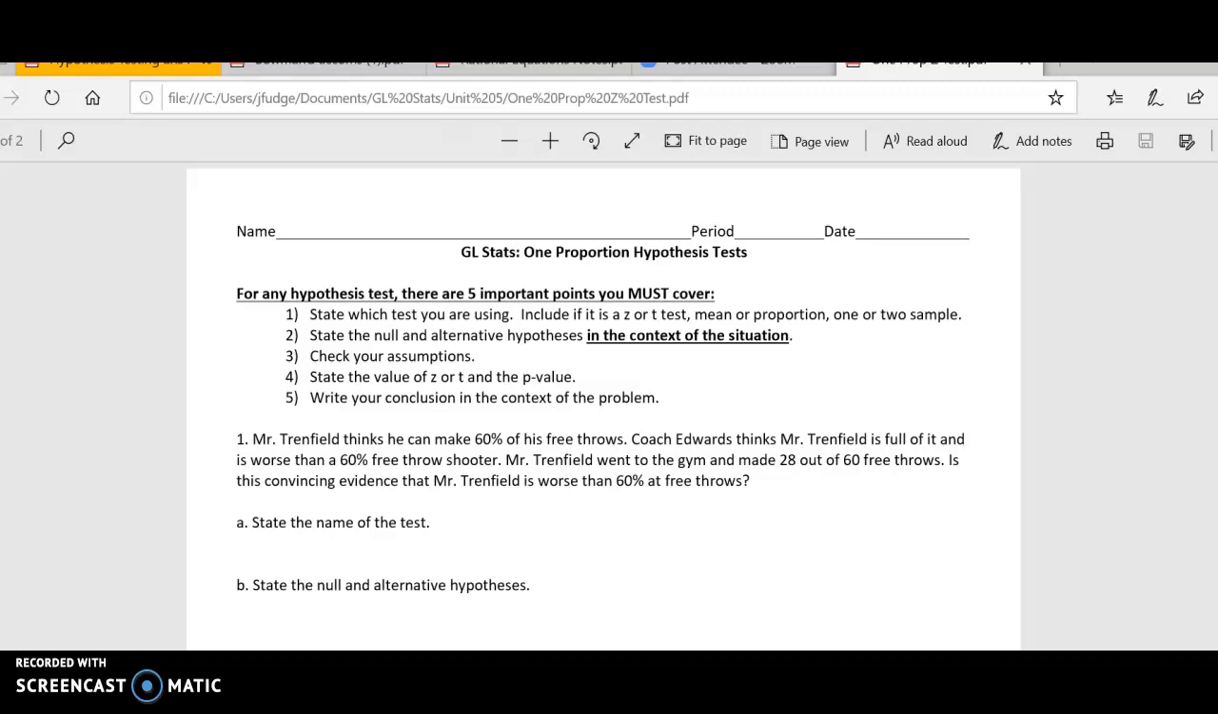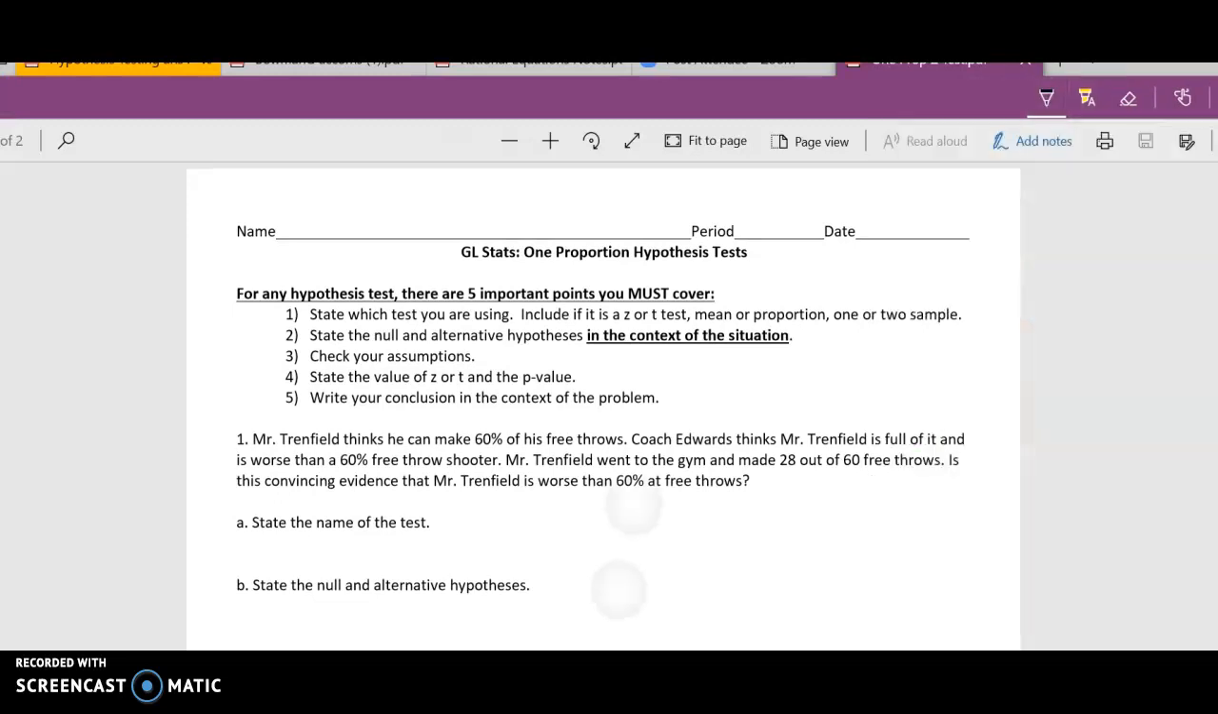So for all hypothesis tests, we need to check these five things, okay? We state what test we're using, include if it's a Z or a T test, mean or proportion, one or two sample. So in a regular stats class, you would have Z test, T test, and then we would differentiate between means and proportions. We're going to do this for every hypothesis test.